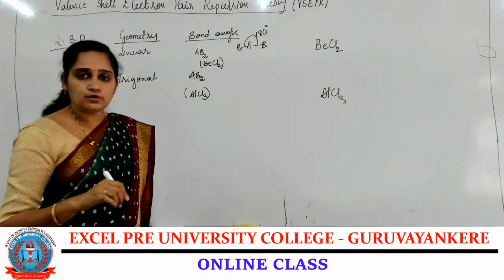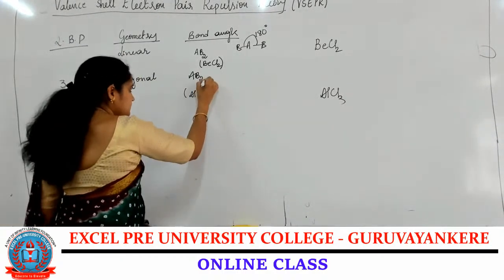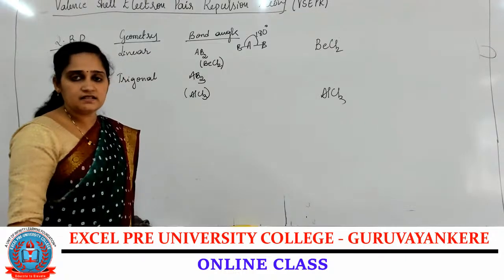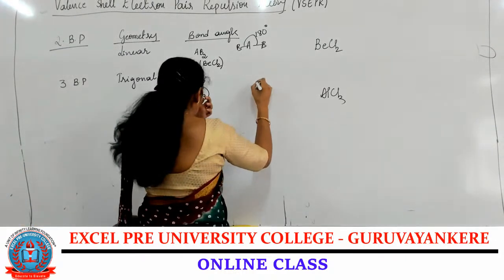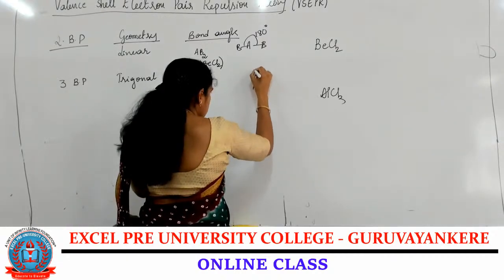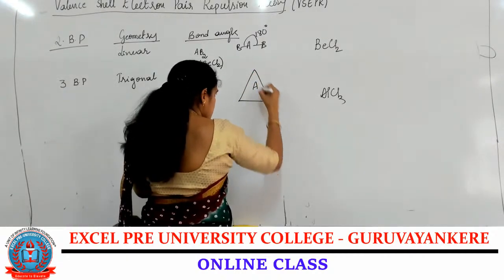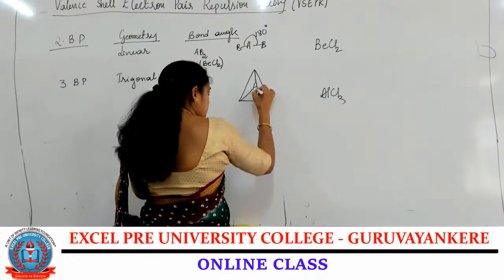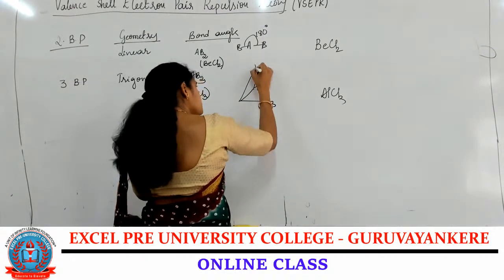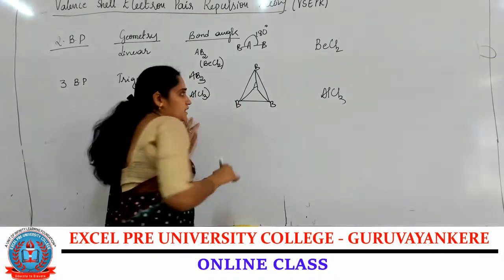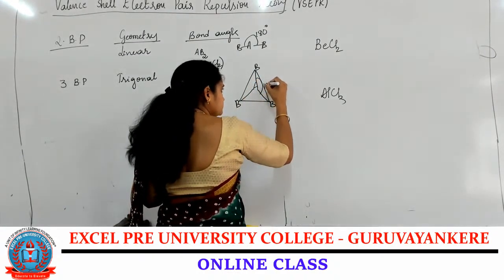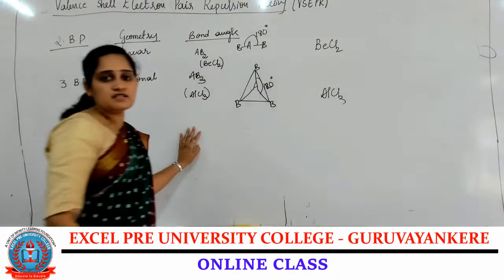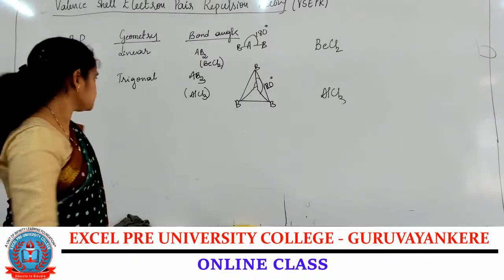In the AB3 kind, it contains 3 bond pairs of electron. It forms the trigonal planar structure. Trigonal planar structure is nothing but it's like a triangle structure. A is present at the center, and 3 B atoms are present at the corners of the triangle. And the bond angle is about 120 degrees.